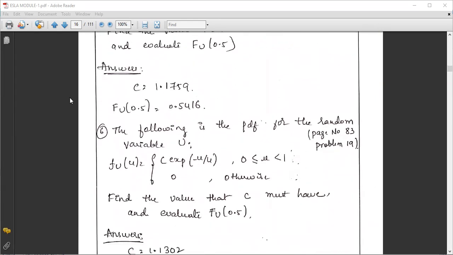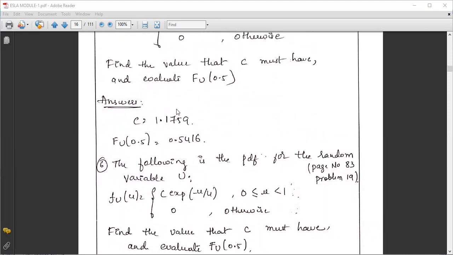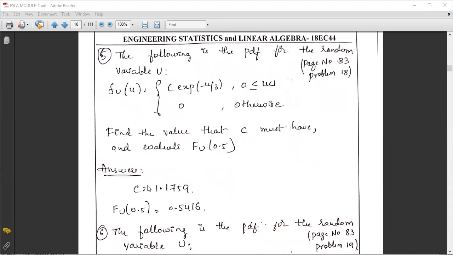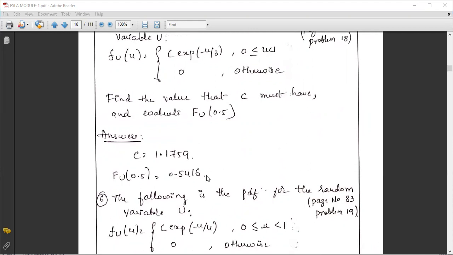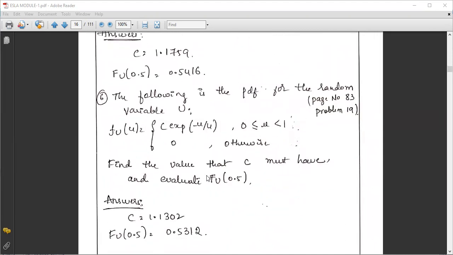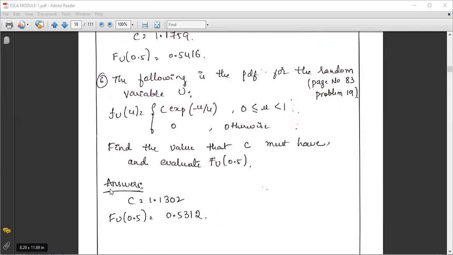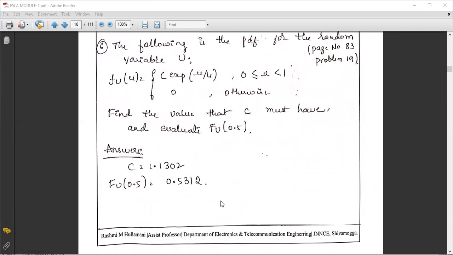This is a similar problem. First we have to find the constant value, then using the constant value we find f_U(0.5). C is 1.1759 and f_U(0.5) is 0.5416. Do it yourself the same way as the previous problem. This is also one problem; the answer gives the constant value and f_U(0.5). You should do it on your own.